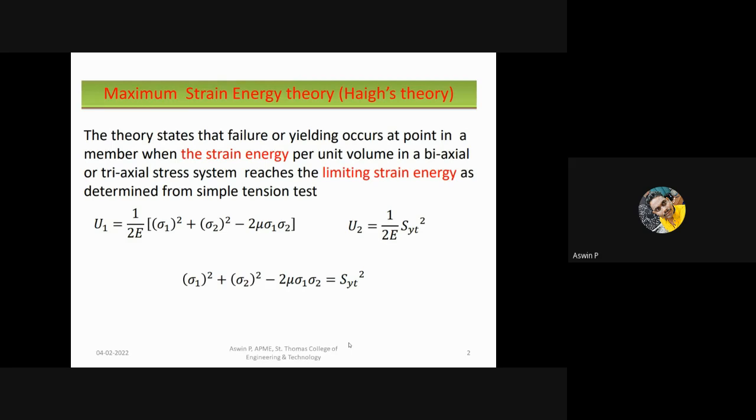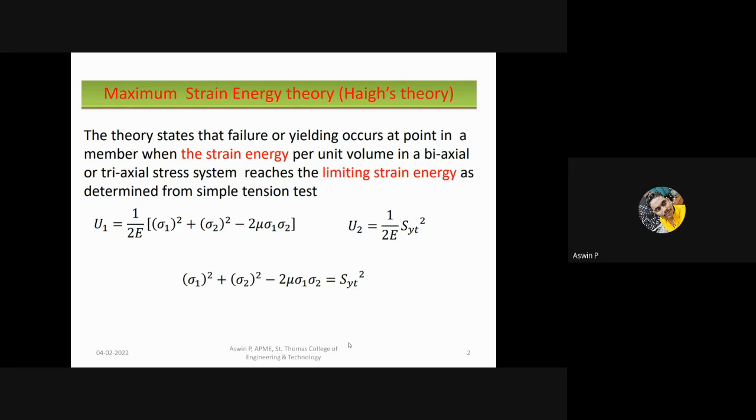According to maximum strain energy theory, there are two strain energy theories. One is maximum strain energy theory and the other one is distortion energy theory. So according to maximum strain energy theory, here instead of shear strain energy, we are considering the normal strain energy. That is, the theory states that failure or yielding occurs at a point in a member when the strain energy per unit volume in biaxial or triaxial stress system reaches the limiting strain energy as determined from simple tension test. This is the basic theory of maximum strain energy theory.